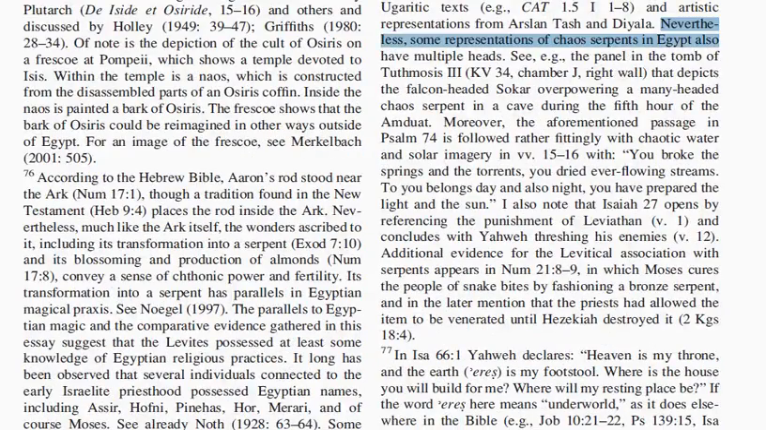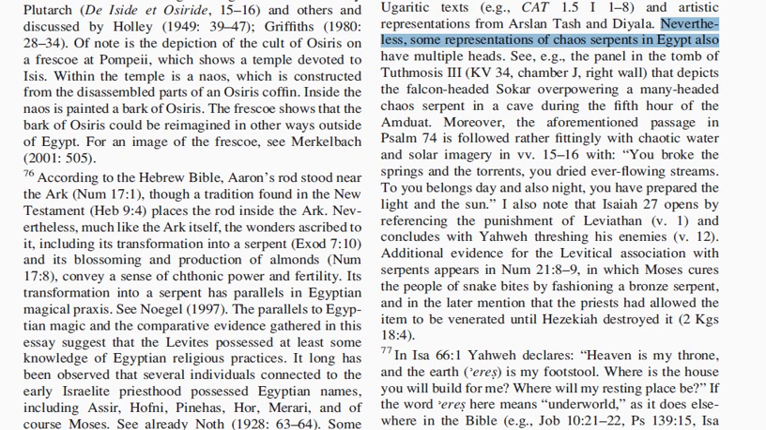Nevertheless, some representations of chaos serpents in Egypt also have multiple heads. See, e.g., the panel in the tomb of Tutmosis III that depicts the falcon-headed Sokar overpowering a many-headed chaos serpent in a cave during the 5th hour of the Amduat.